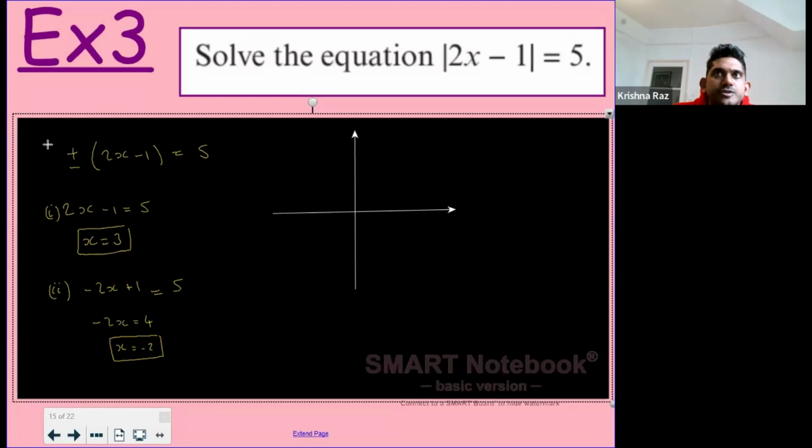So I need the graph of 2x minus 1. So a gradient of 2 and a y-intercept of negative 1 will look something like that. I will reflect the graph to get the modulus, and I will yellow that part to make it clear. Oh, that wasn't clear.